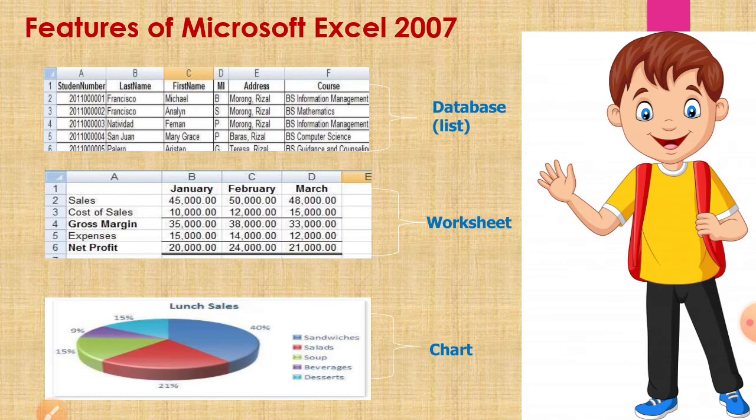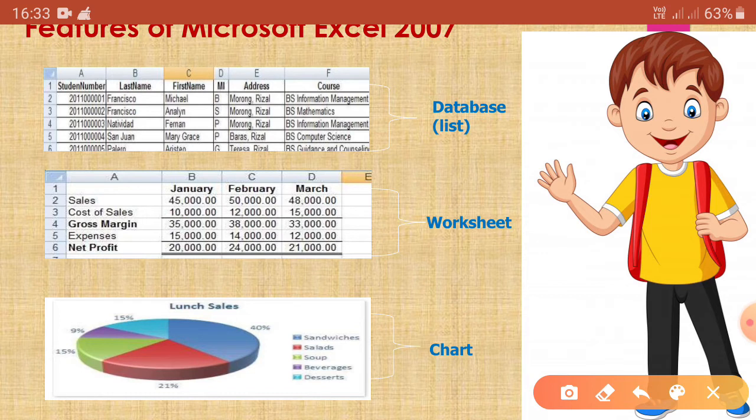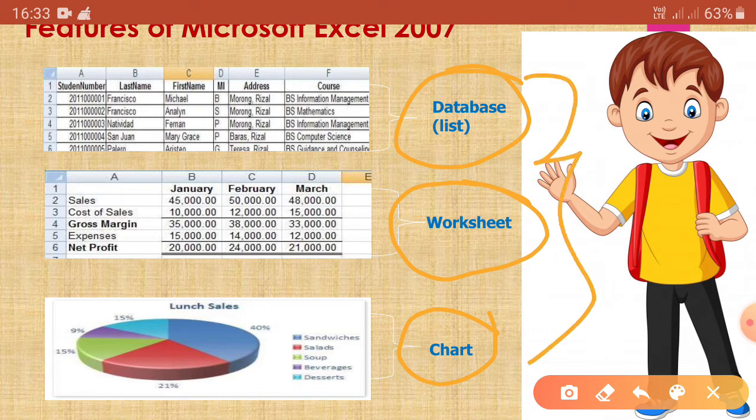Then go to the next slide. What are the main features of MS Excel? Basically MS Excel provides us 3 basic properties. One is database, that means list. We can create a database using Excel. We can create a worksheet or spreadsheet using Excel, and we can also make a chart or graph using Excel. So these are the main 3 features of Excel.